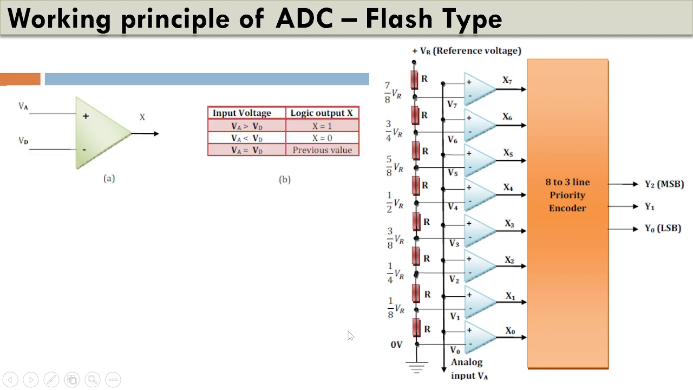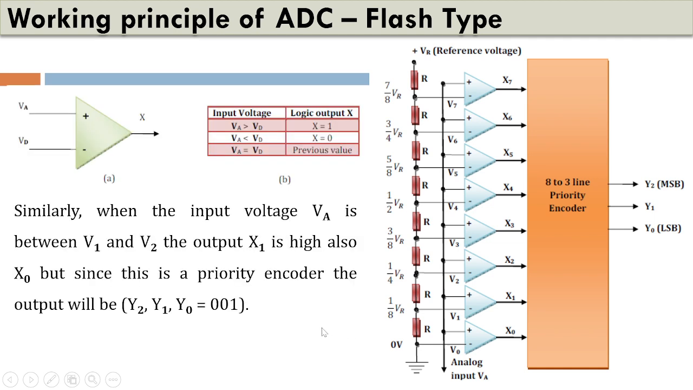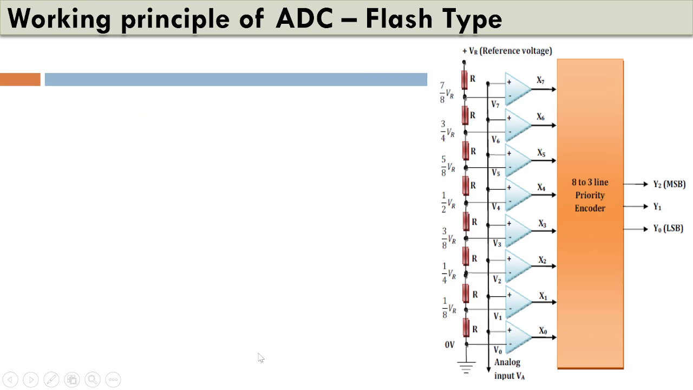Now let's have a look at the second possibility, that is when the input VA is between V1 and V2. That means the output X1 is high, and also X0. So this one is also high and this one is also high, but since the priority of X1 is greater than X0, we will get 0, 0, 1 at the output.